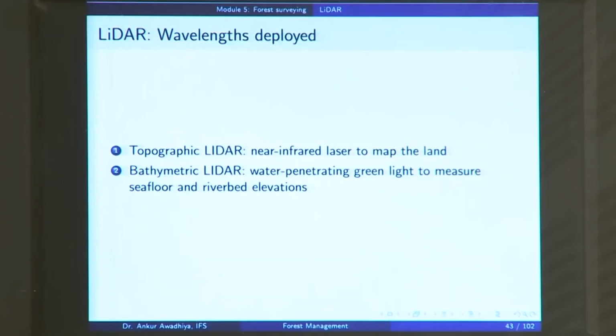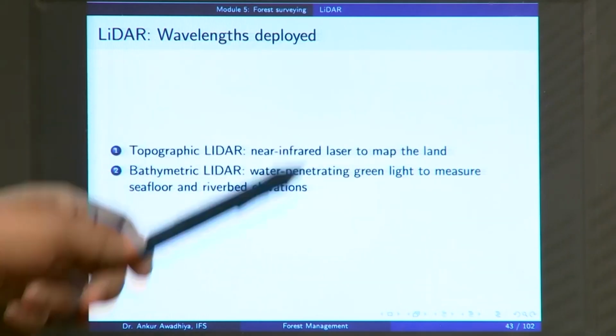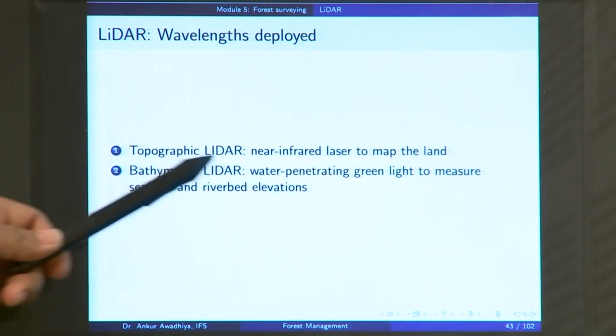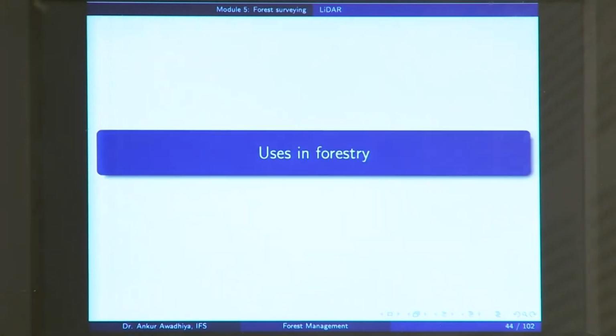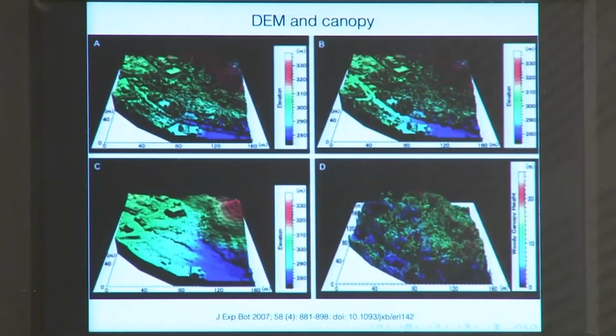So, for that purpose, in the case of land you will make use of topographic LiDAR with a near infrared laser. In the case of water you will make use of bathymetric LiDAR with green colored wavelengths. Now, how do we use this LiDAR in forestry? So, one application is to know the digital elevation model and the canopy.